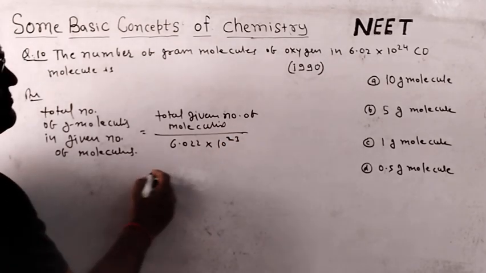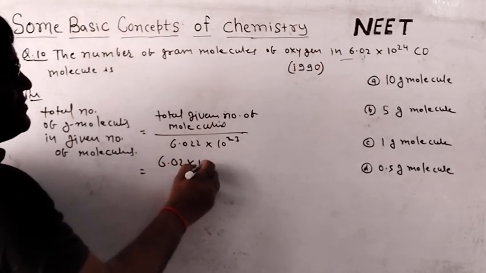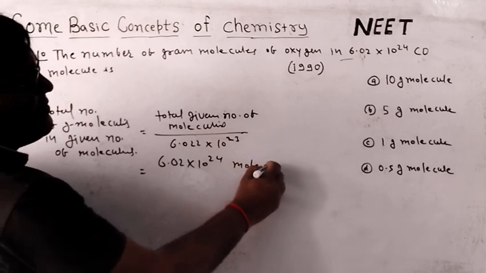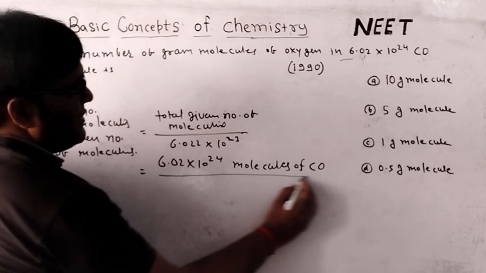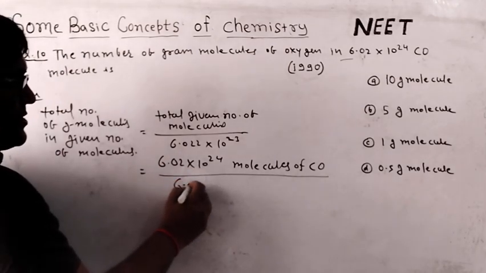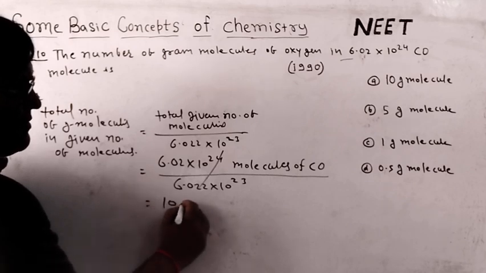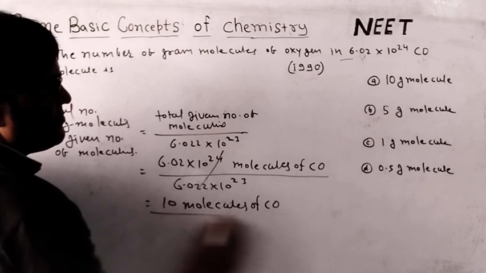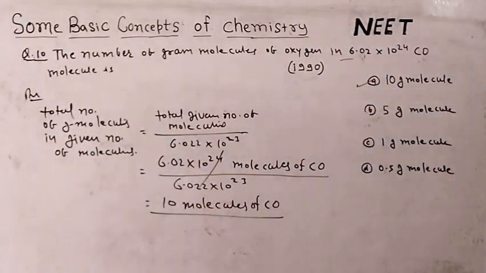Now according to question, given 6.02 into 10 to the power 24 molecules of CO, molecules of carbon monoxide, and divided by value of 1 mole, 6.022 into 10 to the power 23. Now after calculation, 10 molecules of CO is answer, and according to given options, option A is correct. Now question is complete. You can take a screenshot.